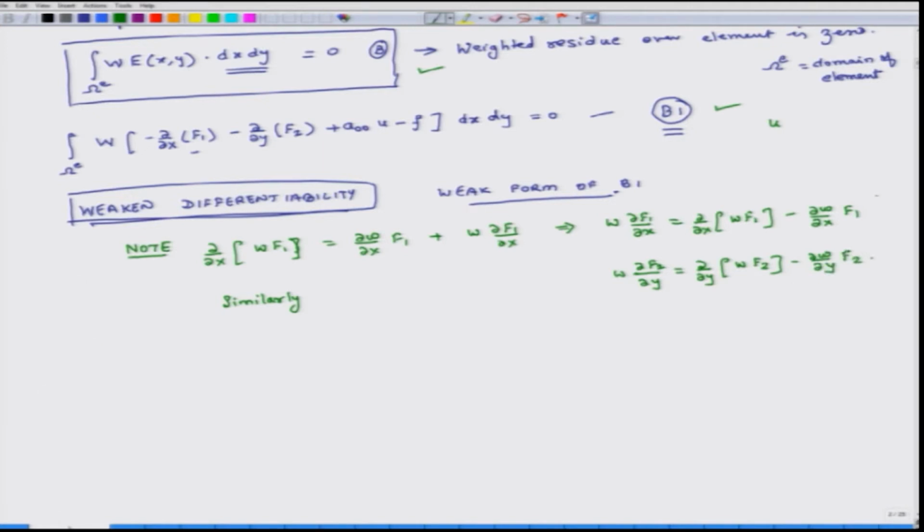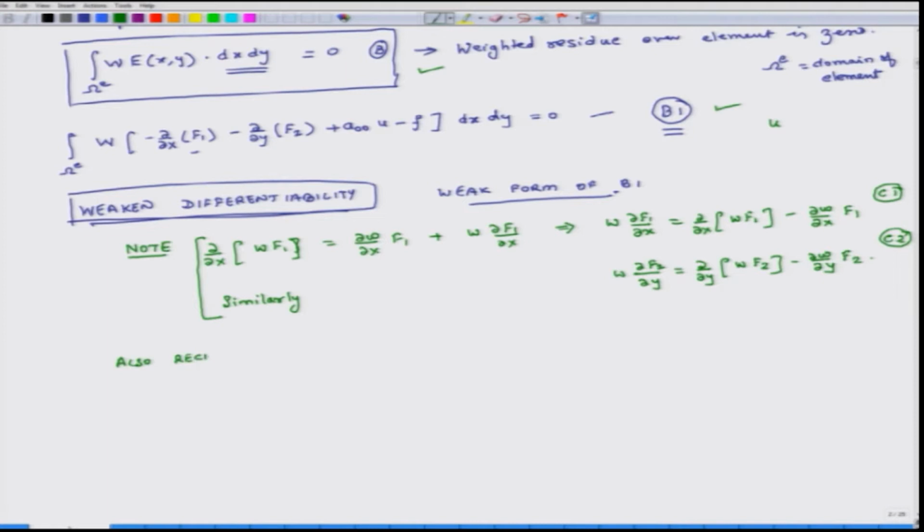So, let us call this equation C1 and let us call this equation C2. These equations C1 and C2 we get by the rule of differentiation of two functions multiplied to each other, right, differentiation by parts.